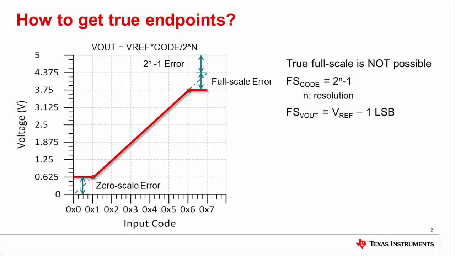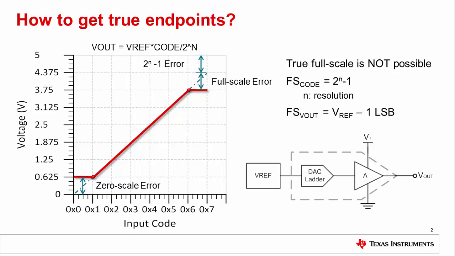Adding headroom or footroom can reduce the effect of zero-scale and full-scale errors. Full-scale headroom is very straightforward with most devices. Just increase the supply voltage above the reference voltage. For zero-scale error, lowering the ground pin below ground is not always feasible since the zero-scale error will vary from device to device, but there is a small solution that can be implemented.